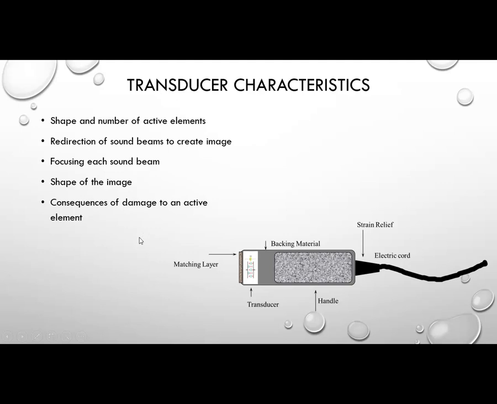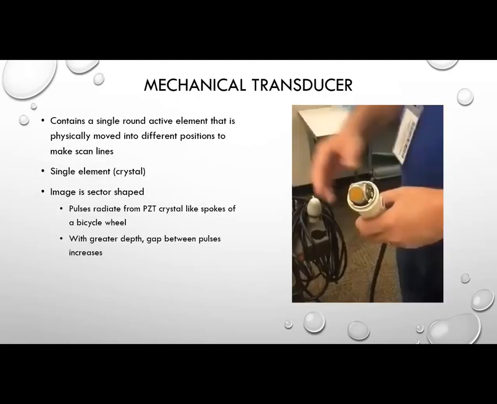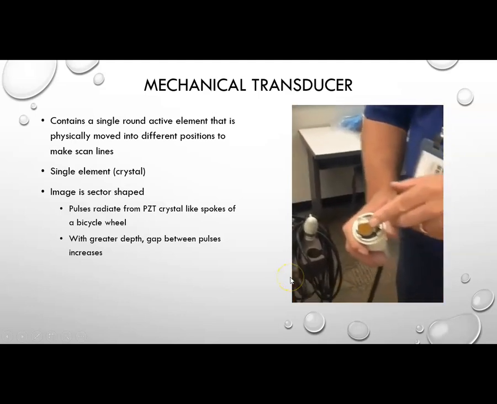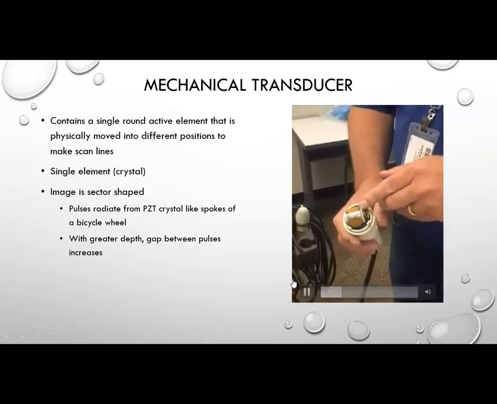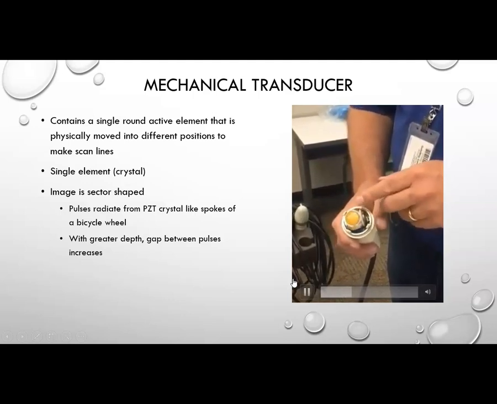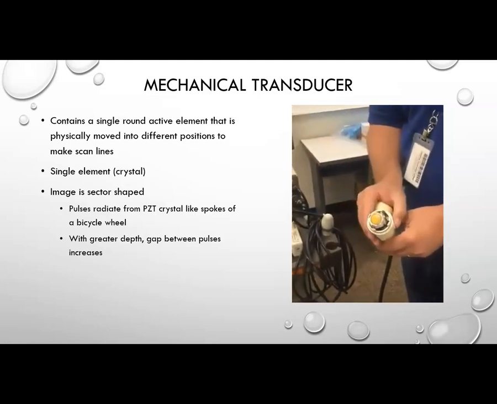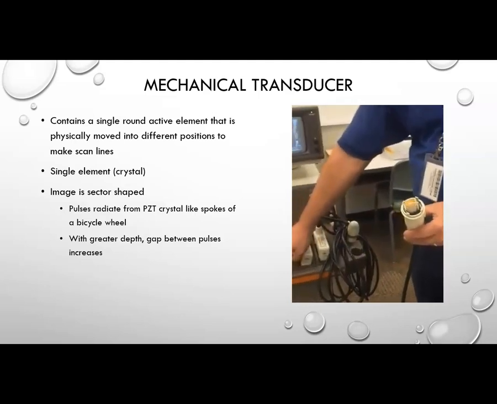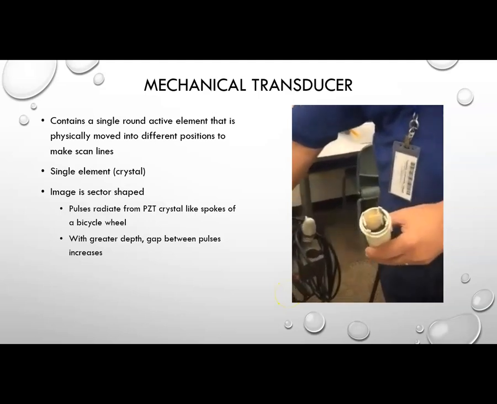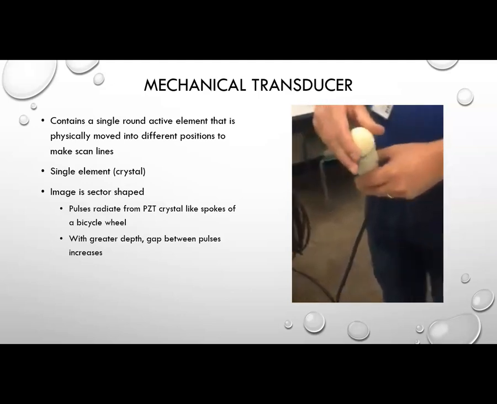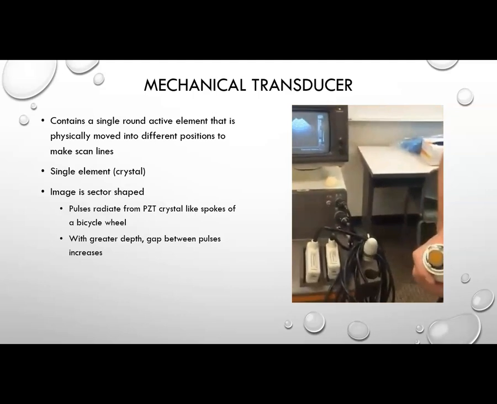So let's talk about the mechanical transducers, the old ones that used a single crystal. When we're talking about a single crystal transducer, this is what we're referring to. These transducers have a single round element that is physically moved to different positions in order to make the scan lines. This is called a single element transducer or single crystal transducer. The image that this one makes is going to be a sector shape because it's turning in a radius. And so the pulses radiate outward from it as it's spinning and make pictures. Okay, send out signals, get echoes back, and we make pictures with it.